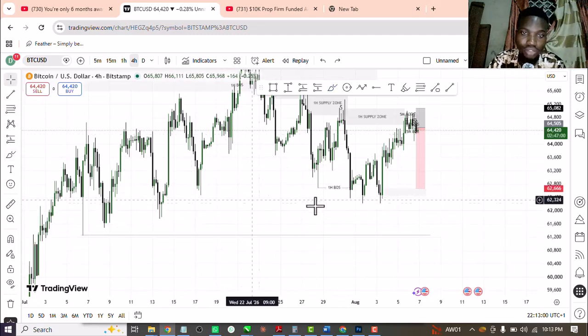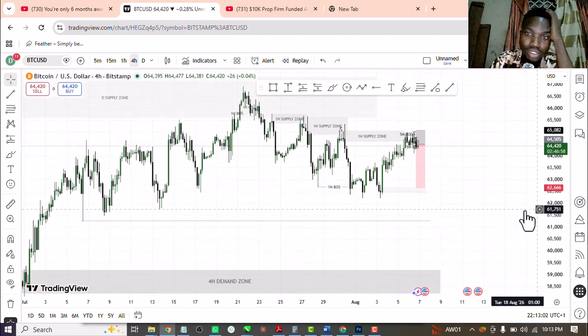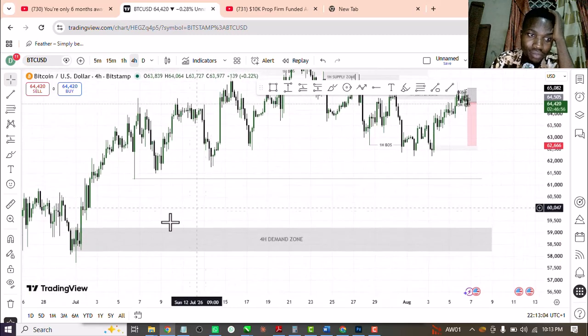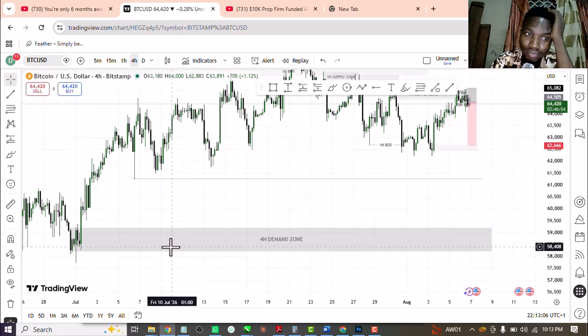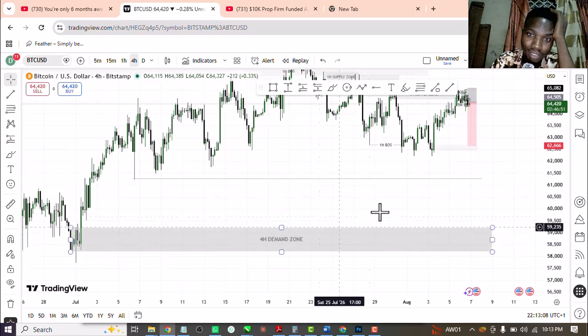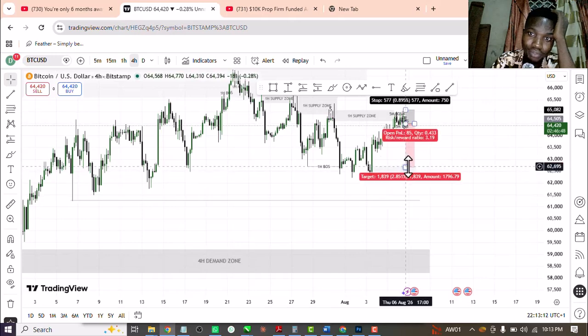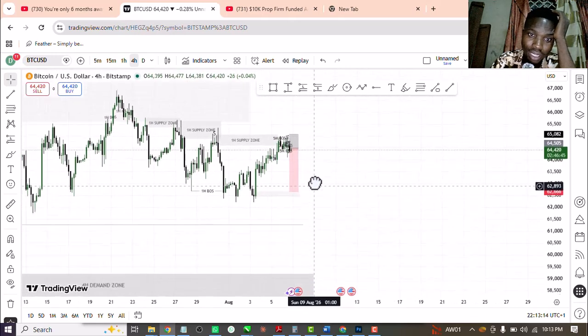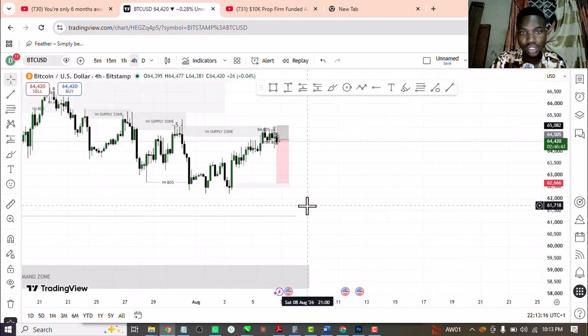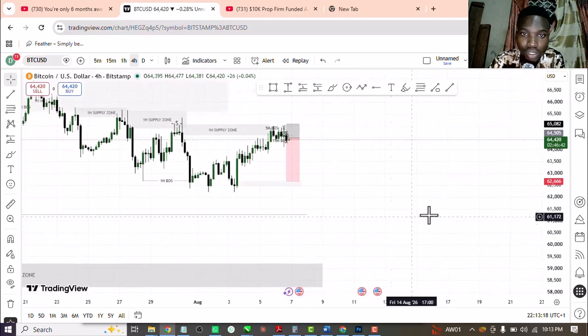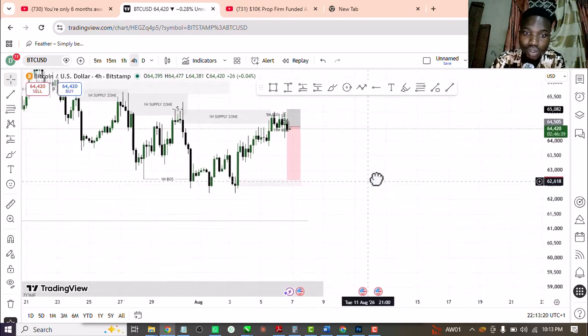So my intention is that I want to take my profits at this 4-hour demand zone. Yeah, at this 4-hour demand zone. So that is where I want to actually take my profits. Or instead, I can simply say that, okay, for me to be more conservative.